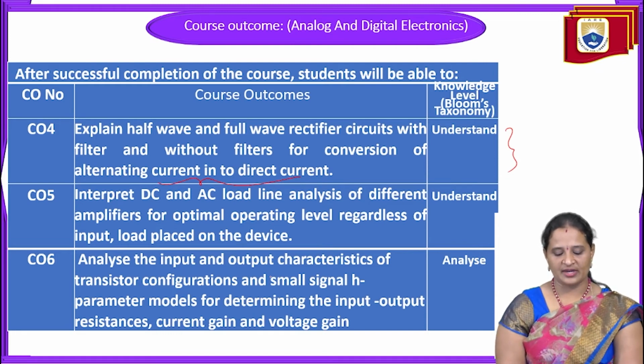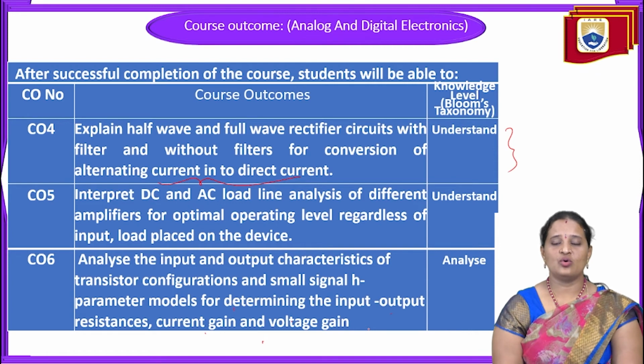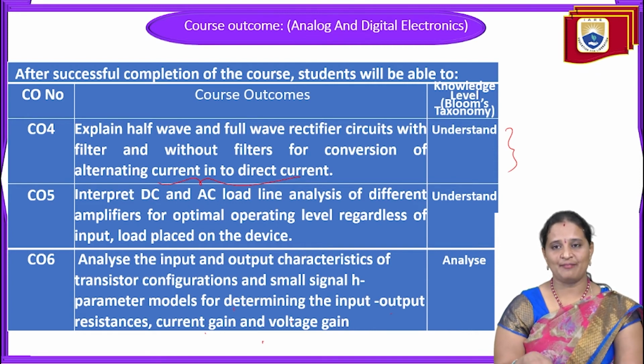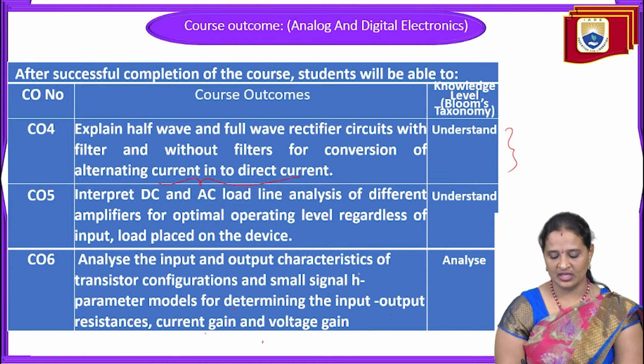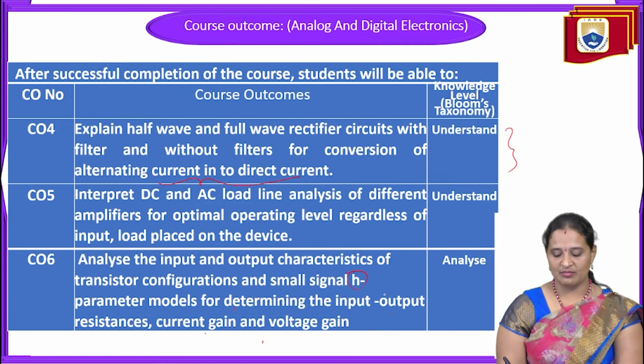Analysis of input and output characteristics of transistor configuration and small signal H parameter models for determining the input-output resistance, current gain, and voltage gain. So, these are the characteristics of any amplifier, which can be calculated from the input and output characteristics of that transistor. And in order to calculate this, we will be using H parameters. So, the ultimate aim is to calculate various characteristic parameters of amplifiers using the H parameter model. So, this is the analyze level.